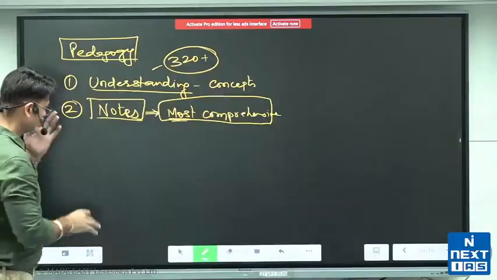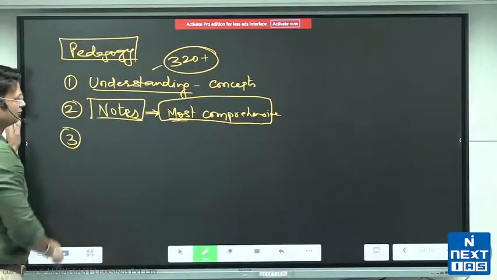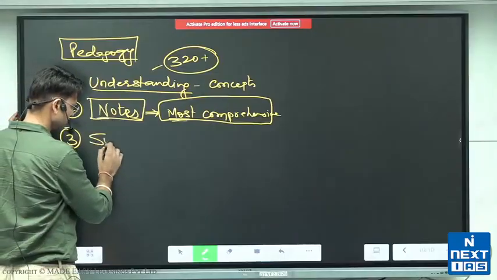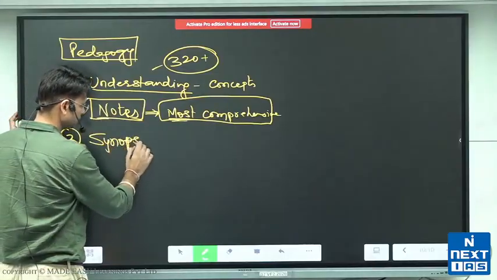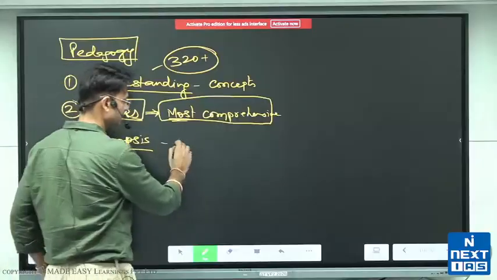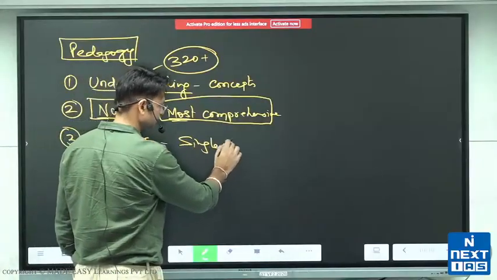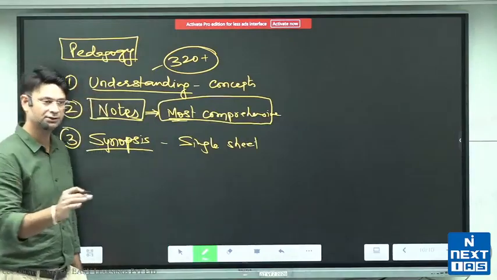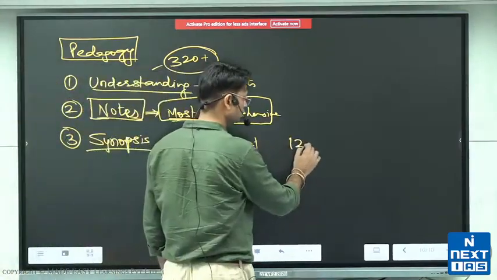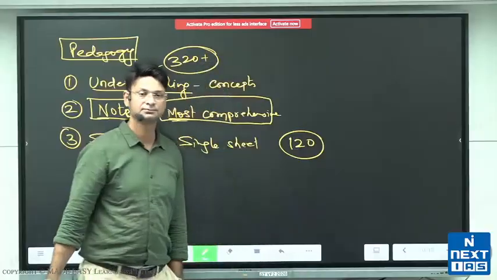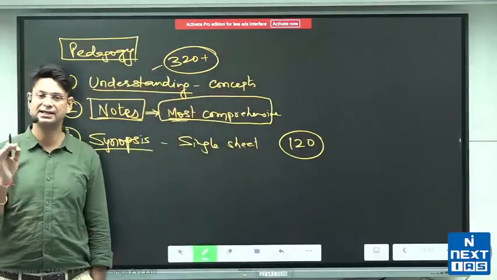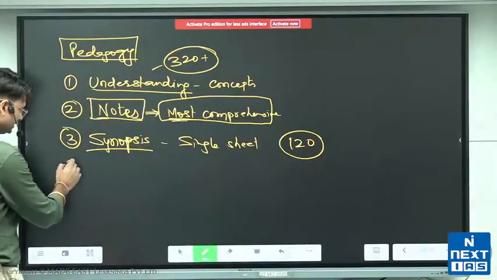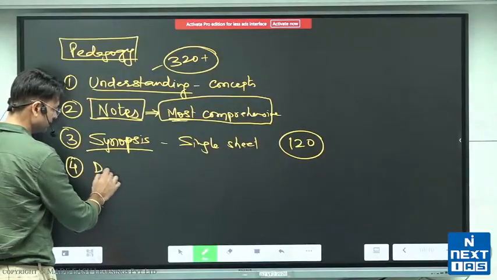ठीक है? Third thing that we do in the class regularly is synopsis. That means your class should be on a single sheet of paper. One class on a single sheet. That means at the end of the syllabus, you will have just 120 to 130 pages. And that you can revise any day in just 2 hours. Okay? Other than that, daily answer writing.